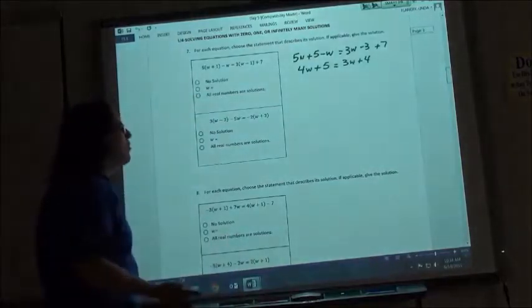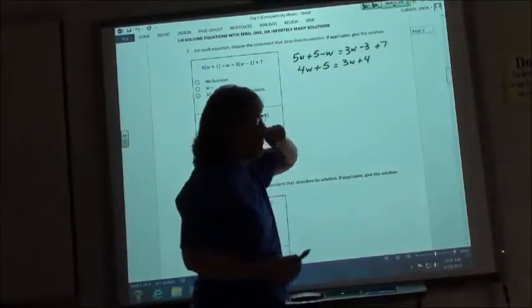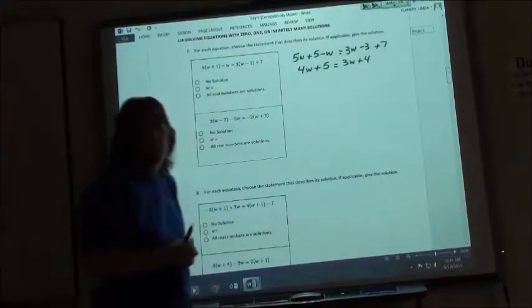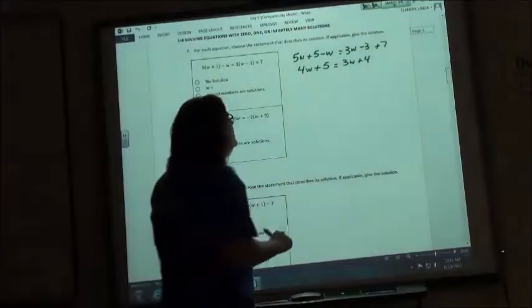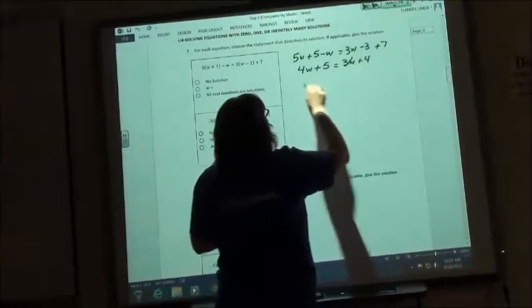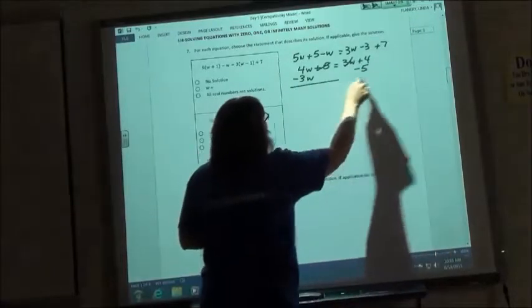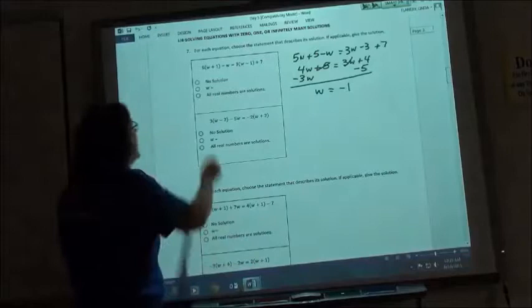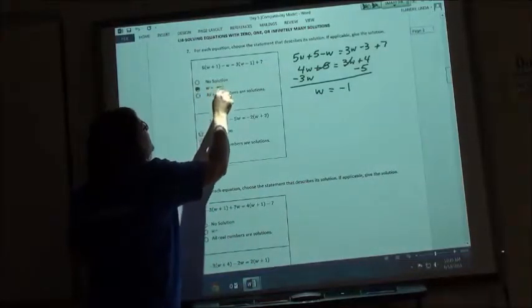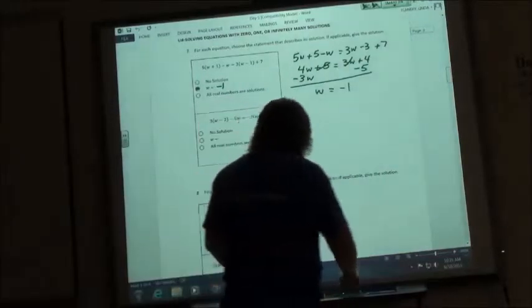This one is going to solve like it normally does because I can tell my coefficients are different numbers. It's only going to be when your coefficients are the same numbers on opposite sides that they end up canceling each other out. So in this case, I'm going to subtract my 3w, subtract my 5, and I'm going to end up with w equals negative 1. So they're going to have you click in this circle, type negative 1 over here, and put your solution in.